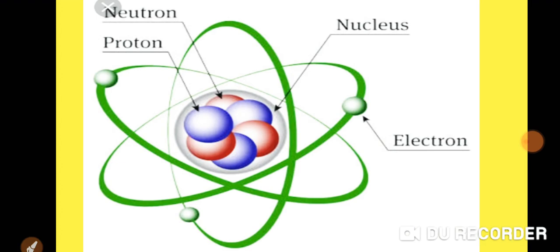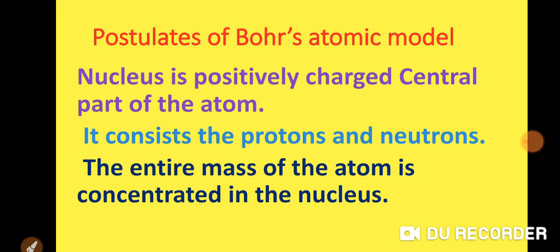Okay. Neutrons, protons, nucleus and electrons. Next postulate of the Bohr's atomic model is that the nucleus is the positive charged central part of the atom. Why is it the positive charge central part? Because in the nucleus neutrons and protons both are present. Neutrons have no charge, they are neutral species, whereas protons have the positive charge. So overall the charge present on the nucleus is positive.